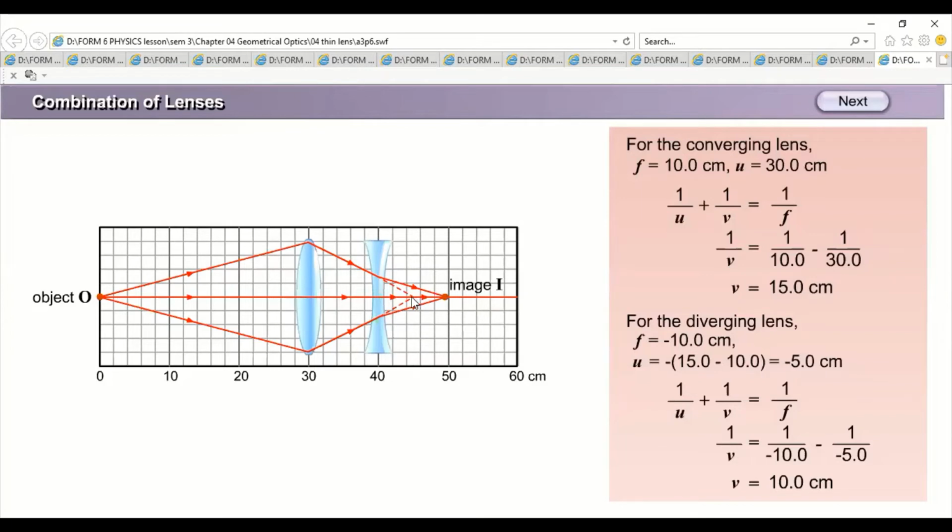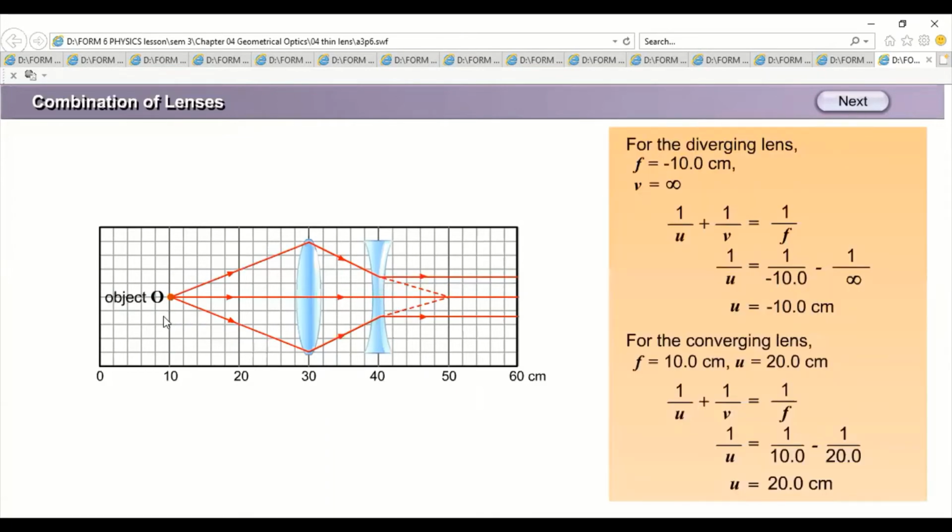It is virtual, because this image formed becomes the object for the concave lens, where it's not a real object, it's just an image, so it is a virtual object. By using the formula 1 over u plus 1 over v equal to 1 over f, f is negative 10 cm because it is a diverging lens, and u is negative because the object is virtual. At the end we get 10 cm, which is positive, on the same side as the virtual object. That means the final image will form at a distance of 10 cm from the concave lens.